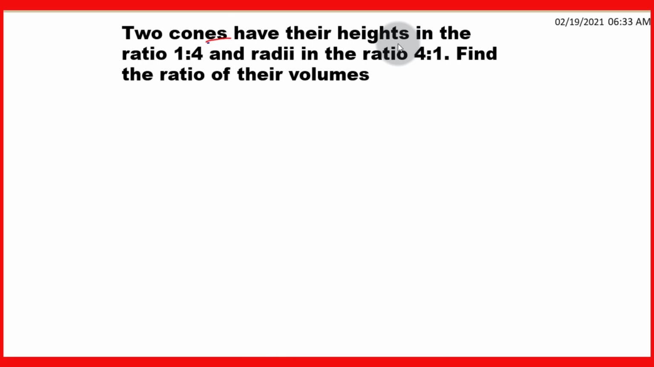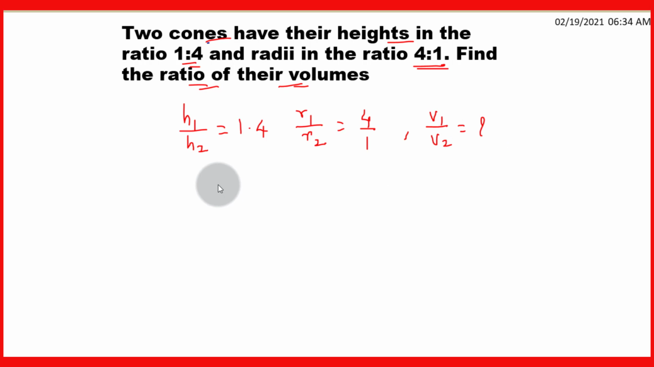Now here the two cones have their heights in the ratio 1:4, and the radii in the ratio 4:1. Then find the ratio of their volumes. Friends, here it is given that the ratio of the heights of the two cones, h1 upon h2, is equal to 1:4, and the ratio of their radii, r1 upon r2, is 4:1, and we have to find the ratio of their volumes, v1 upon v2.